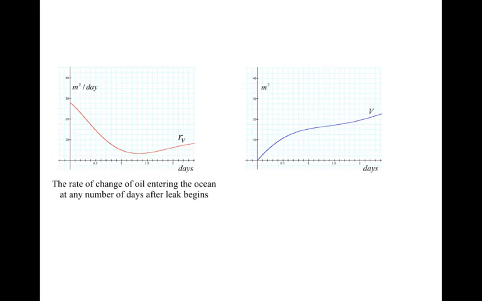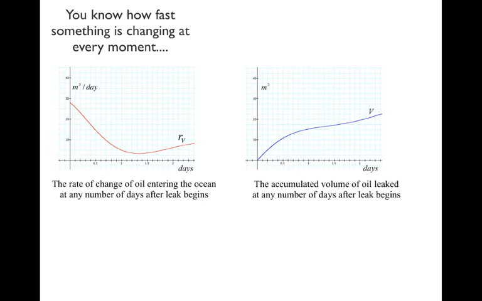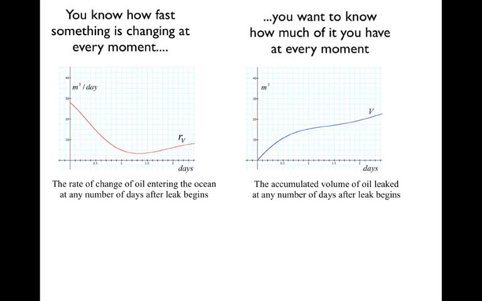Okay, so we're going to build off of what you've done in your homework. We're going to stick with this example today. This is the rate of change of oil entering the ocean, as we know. And this is the accumulated volume of oil leaked in any number of days after the leak begins. And what journey are we on right now? You know how fast something is changing at every moment, in other words, you have the rate of change function. You want to know how much of it you have at every moment. Accumulation function.